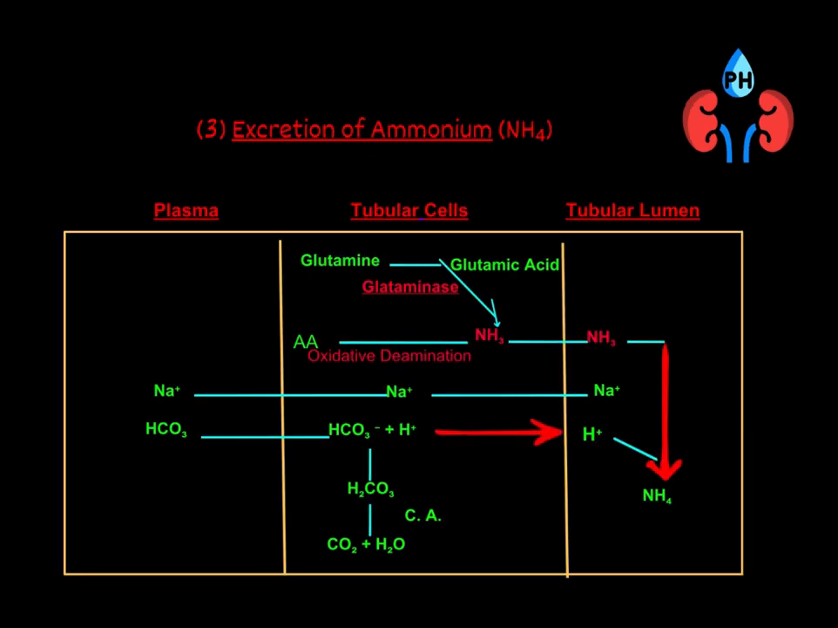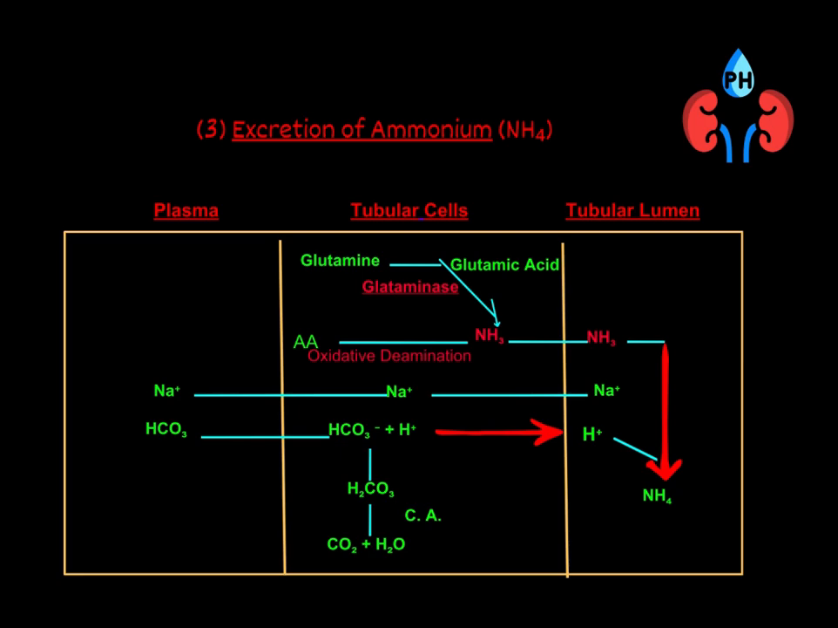Mechanism 3, ammonium excretion. The kidneys also excrete hydrogen ion in the form of ammonium ion, NH4, a process called ammoniogenesis, mainly in the proximal tubule. Here's the breakdown. Tubular cells metabolize glutamine, an amino acid, into ammonia, NH3, and bicarbonate. The ammonia diffuses into the tubular lumen, where it binds with secreted hydrogen ion to form ammonium ion, which is excreted in urine. This removes hydrogen ion from the body and adds new bicarbonate to the blood, boosting pH.